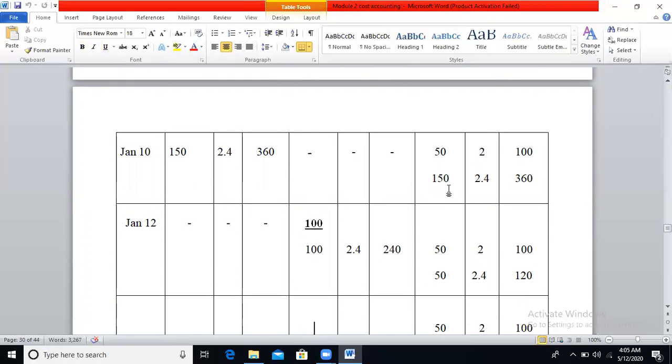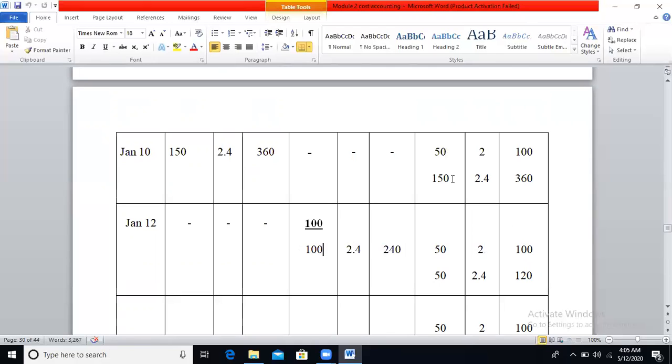See the latest purchase, that is the last balance in the balance column. So out of 150, you will issue 100 units. The rate of 150 units will be 2.4. You will consider this as the issue price. So 100 units into 2.4, you will get 240. Now 50 units still we are having at the rate of 2 rupees, you will get 100.